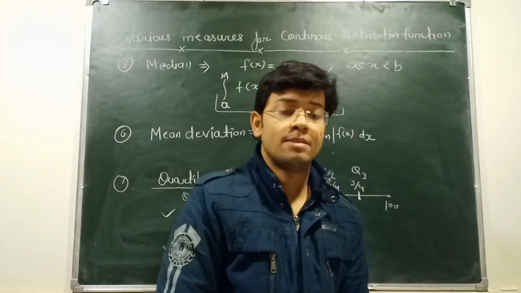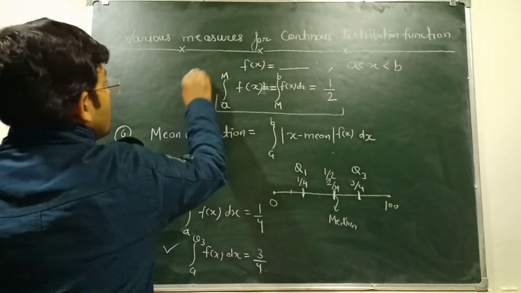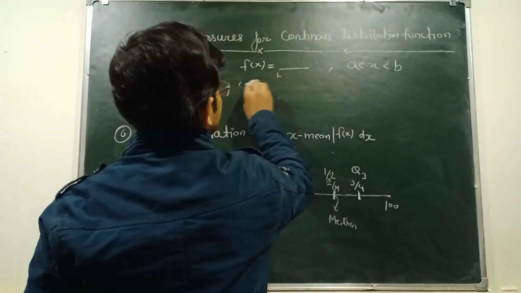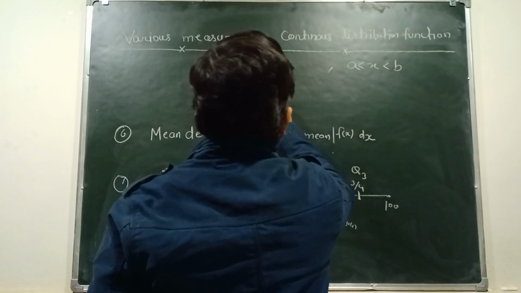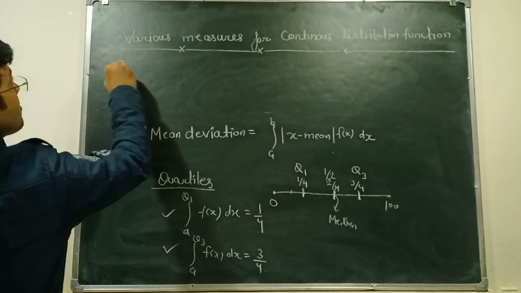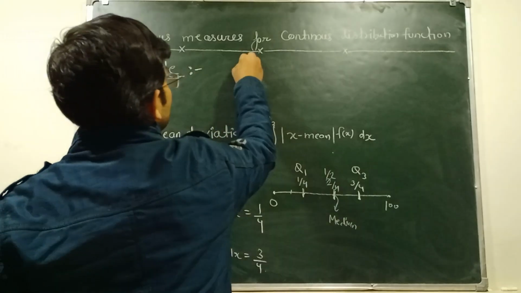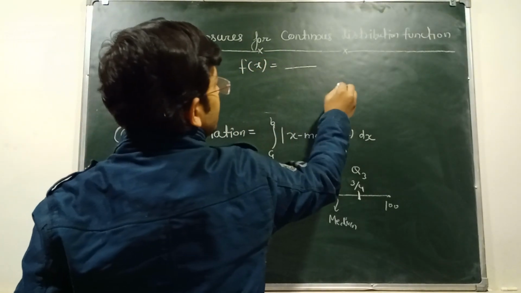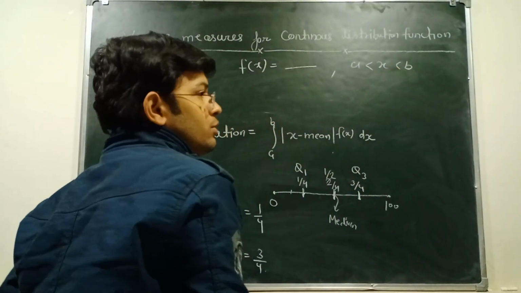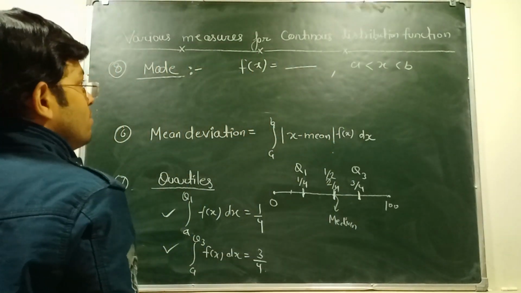Now the next term, and the last term, is the mode. The mode is also called the largest frequency of the distribution. So how do we find the value when we are given a function? Suppose we are given the function f(x) and the limits are a to b. Now we will have to find the mode. So how to find the mode?